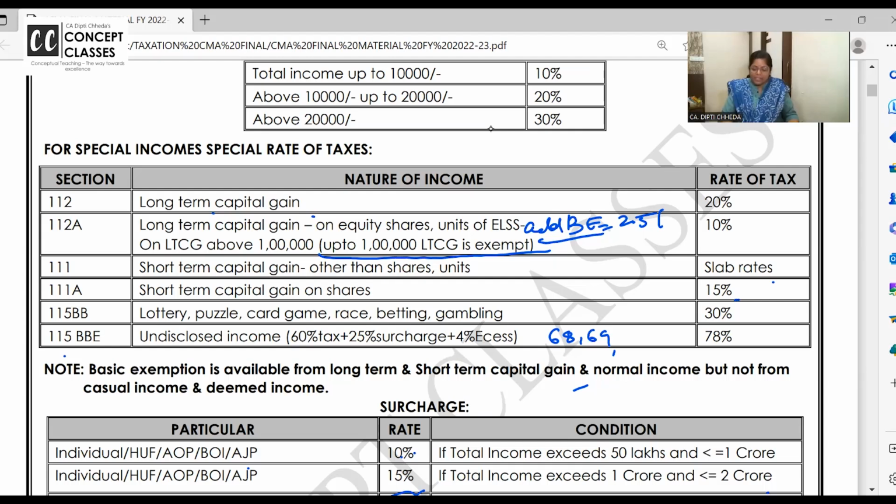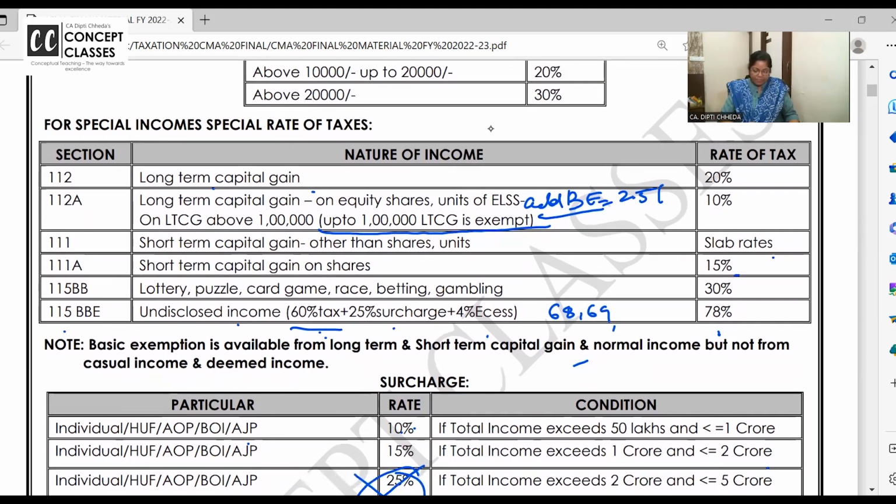That is all taxable at 78%. 60% tax plus surcharge, the rate to highest, but for undisclosed income they are taking highest surcharge rate 25%, and on tax plus surcharge is at 4%, that is 78%. Clear to all of you? Special income, special rates are clear.